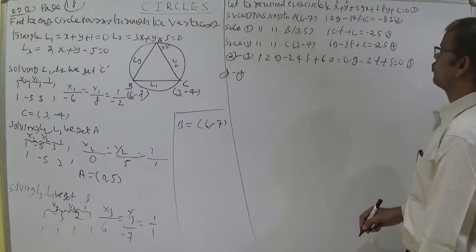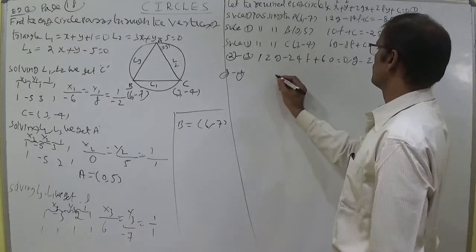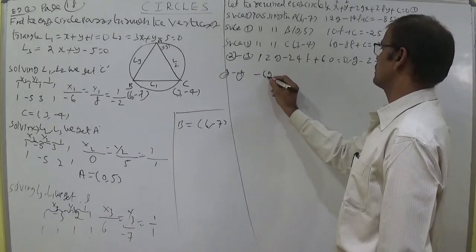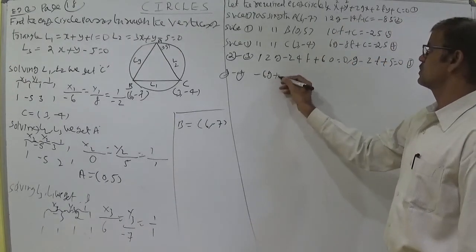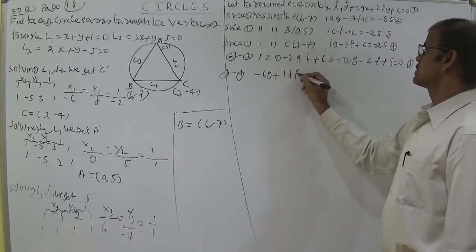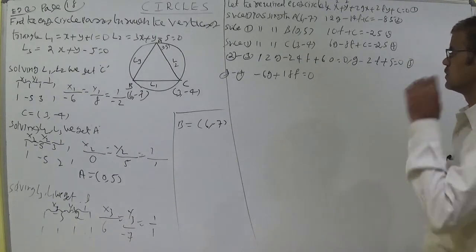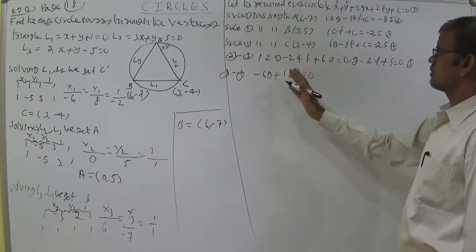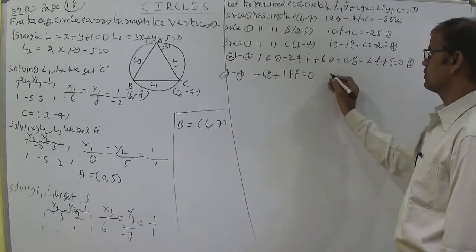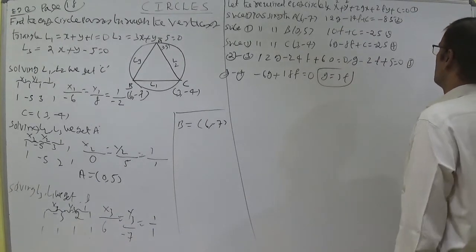3 minus 4, whenever we write 3 minus 4 we will be getting minus 6G. Minus 6G plus 10 plus 8, so 18F. Minus 6G plus 18F, C will be getting cancelled, equal to 0. So minus 6 divided by minus 6, otherwise 6G is equal to 18F you write. Then you can get the value G is equal to 3F.